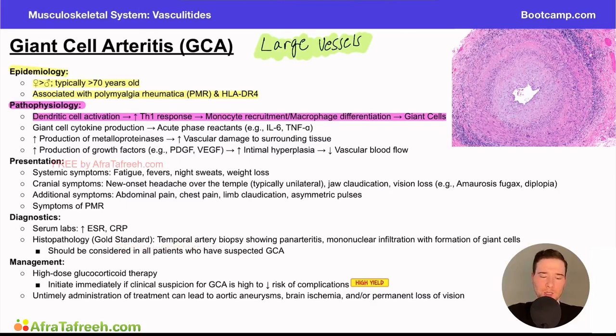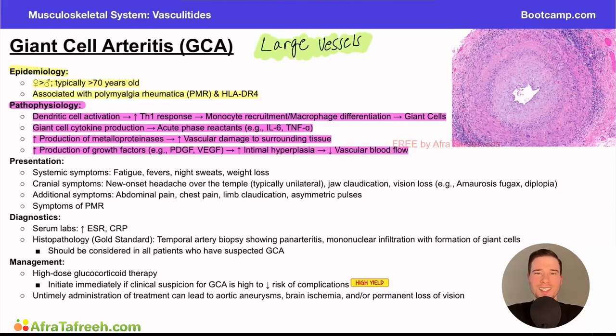Additionally, with the pathophysiology, these giant cells can then go on to produce cytokines, which lead to acute phase reactants, specifically interleukin-6 and TNF-alpha. And then the production of these acute phase reactants increases metalloproteinases. And remember that these are enzymes that can be useful, but too much of them can lead to increased vascular damage to the surrounding tissues. Now, what happens if we have too much damage to the surrounding tissues? Well, the body is now going to react by increasing the amount of growth factors. These include things like platelet-derived growth factor and VEGF. This can lead to intimal hyperplasia and ultimately decreased vascular blood flow.